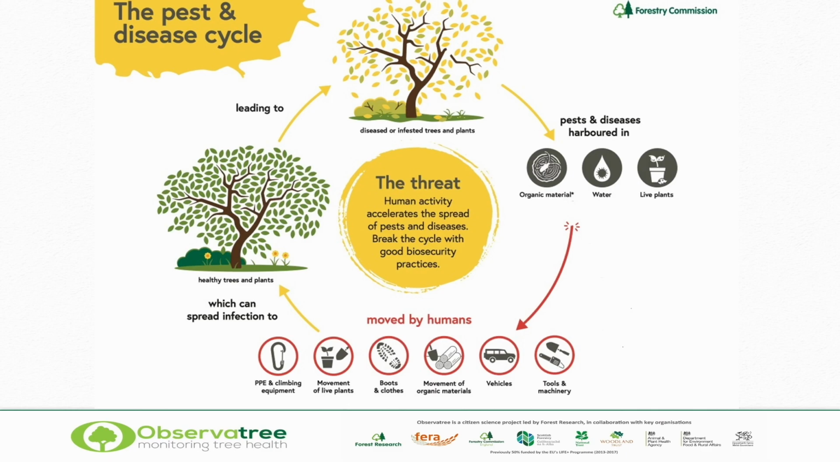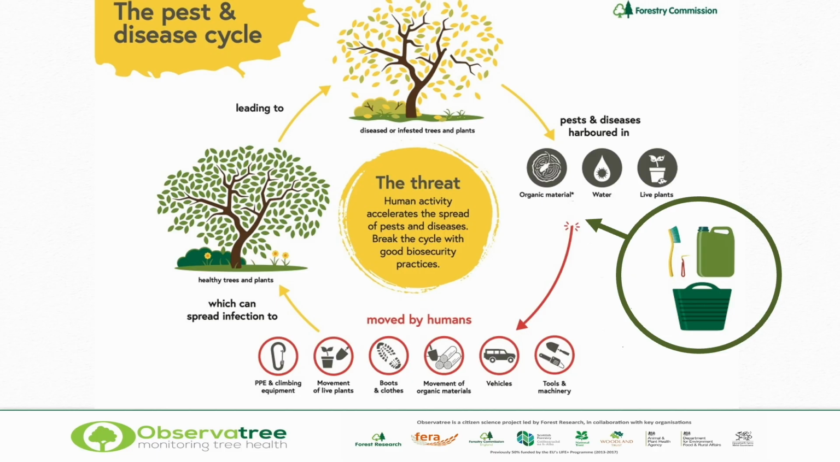Unfortunately, we as people are superb vectors. So we're a little transport system primed and ready for any pest or disease that wants to explore and find new hosts. And that's very easily done on tools, on vehicles, on our footwear, on our clothing, or on equipment like chainsaws or climbing gear.